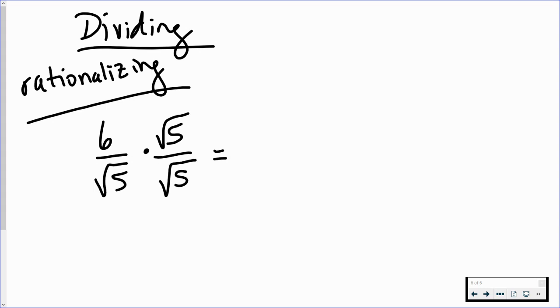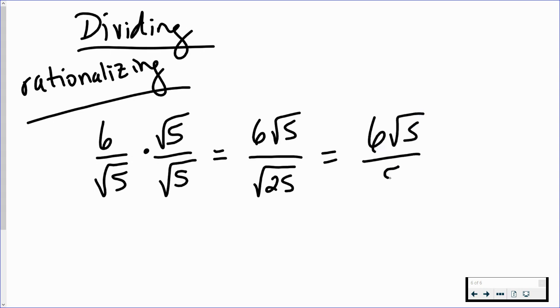Now let's take a look at the top. 6 times square root of 5 is just going to stay 6 square roots of 5. We can't break that down any. Now on the bottom, square root of 5 times square root of 5, think about that. That would give us square root of 25. Well, square root of 25 is 5. So that gives us 6 square roots of 5 over 5. And that would be our final answer. That would be as simplified as we could get this one.